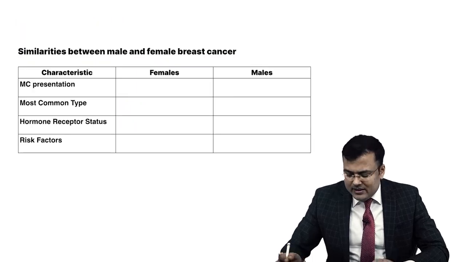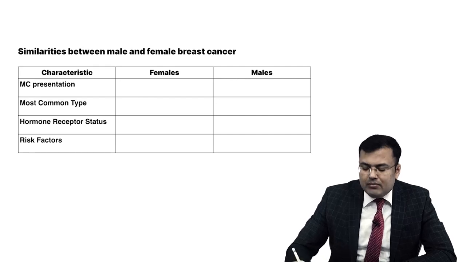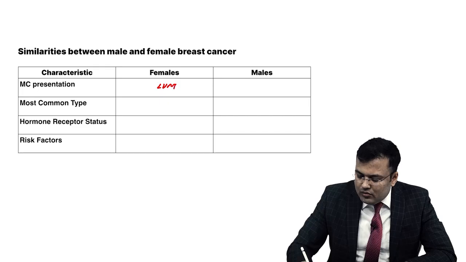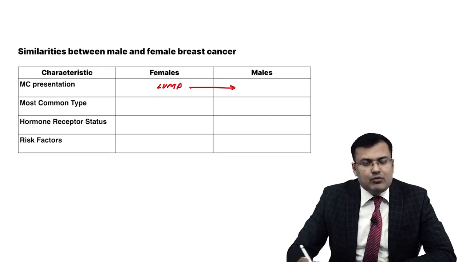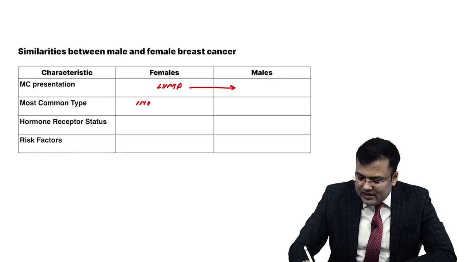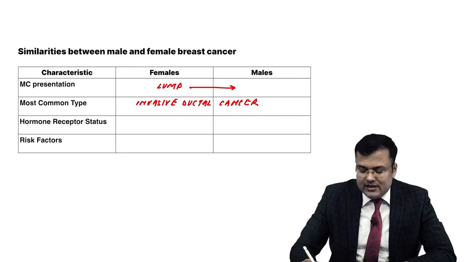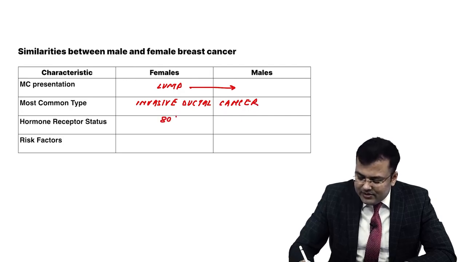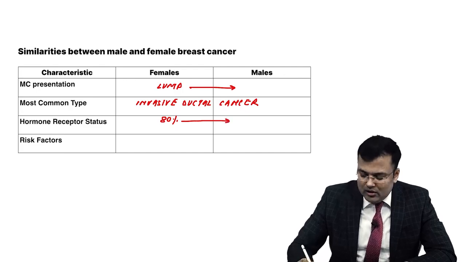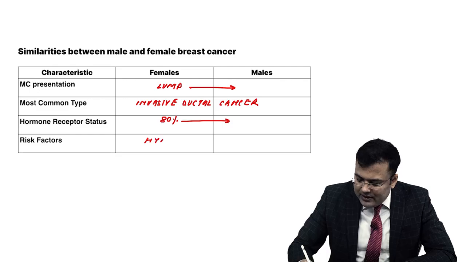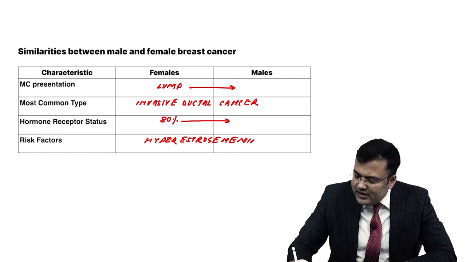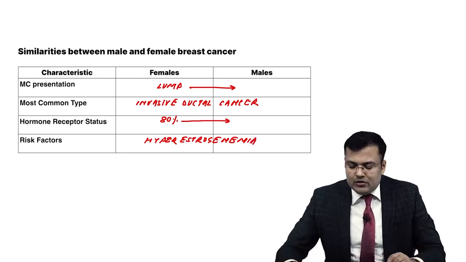So see the similarities. The most common presentation in males and females is a lump. The most common type is invasive ductal cancer. Clear? It is the same in both males and females. Hormone receptor status is positive in 80% patients in both. Risk factors are almost similar: states of hyperestrogenemia. It doesn't matter whether it is endogenous estrogen or exogenous estrogen.